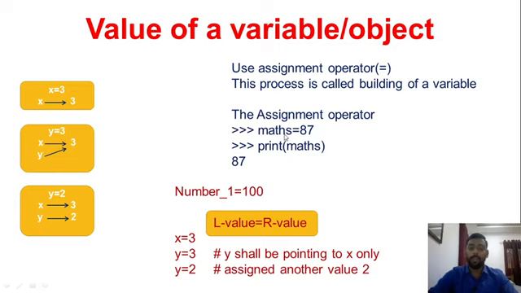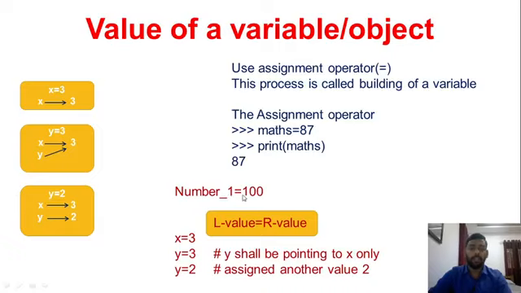Then the assignment operator: match equal to 87, print match, it prints 87, right? Here match is a variable name, equal to is the assignment operator, and 87 is the value. What happens is, in the statement match equal to 87, the value 87 is assigned to match because it is right associative. The value at the right side of the assignment operator is assigned to the variable on the left side.